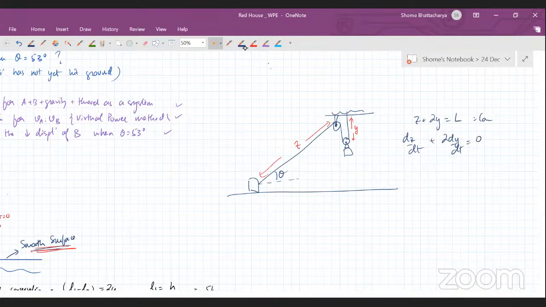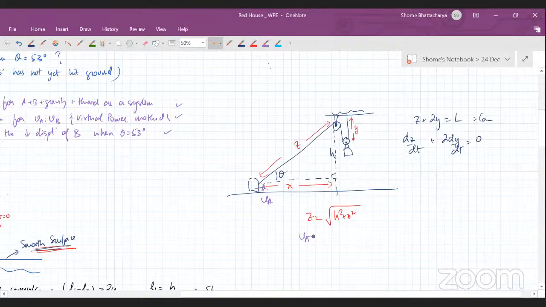Now you see here that if we take this as h and this as x, we can write z as root of h square plus x square. And if this has an instantaneous velocity va like this, then va is actually minus dx by dt. And similarly here, b is moving down, sorry, my mistake.